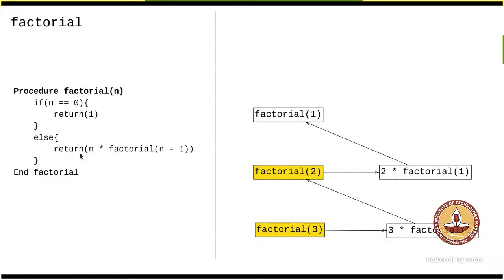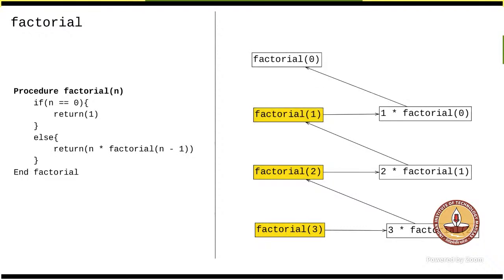Now, what will this return? 1 into factorial 0. And then we continue this. Finally, I reach factorial of 0. Now, what happens in factorial of 0? It will return 1. Factorial of 0 gives us 1, because this if block will evaluate to true. So it will return 1.